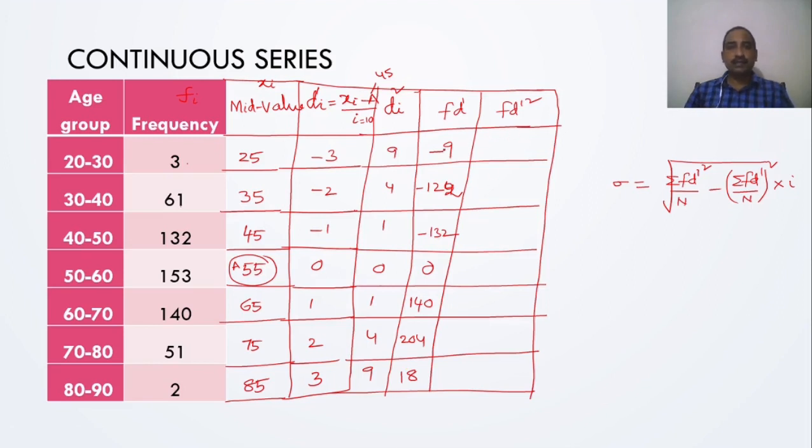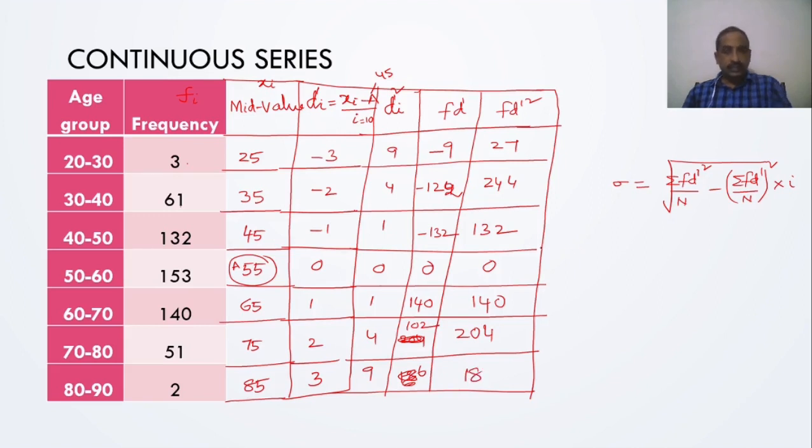Fd dash square value is nothing but f times d dash square. So 9 into 3 is 27, 61 into 4 is 244, 1 into 132 is 132, this is 0, 140 into 1 is 140, and 4 into 51 is 204, right? 2 into 9 is 18.